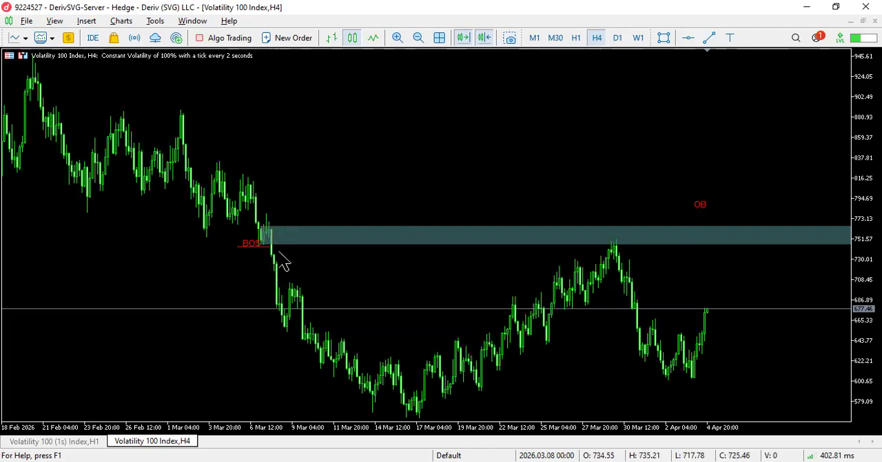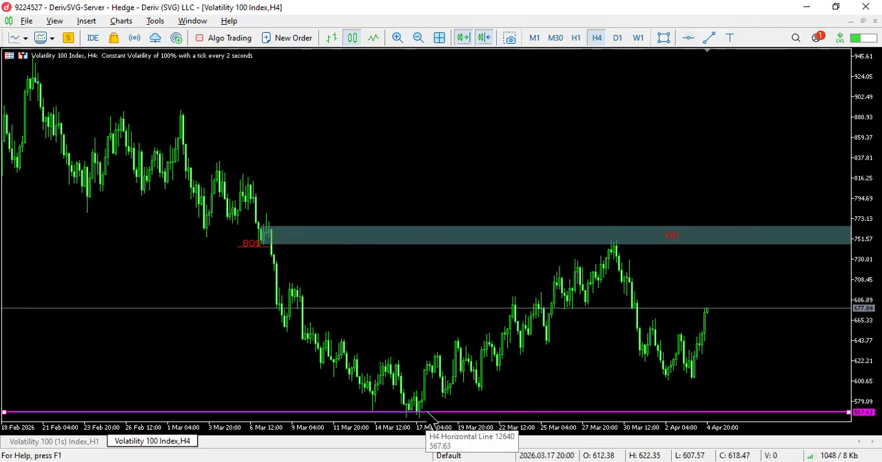As you can see, price broke structure, and then it went to go and tap into this order block. However, as we can see, price did not yet get to our take profit level. As you can see, it's retracing back to the order block. Therefore, let's see what's going to happen.